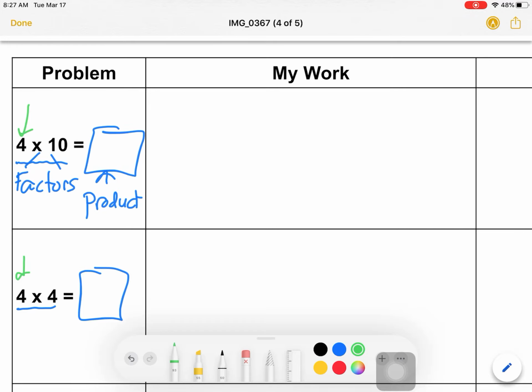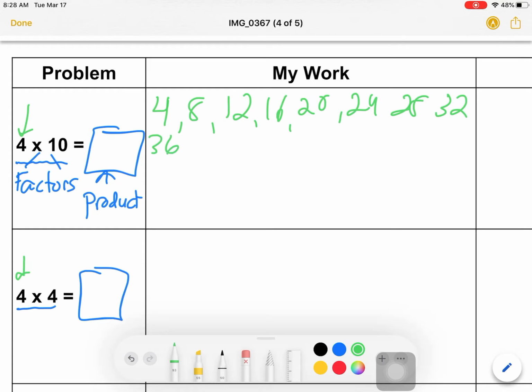So if we take a look at 4 times 10, this first one here, you could think of this in many different ways. You could think of skip counting by fours: 4, 8, 12, 16, and 20, 24, 28, and 32, 36, and then 40. That would be the 10th number out of the group. Or you could simply just count by tens if you wanted to: 10, 20, 30, 40, because it really means 4 times 10.